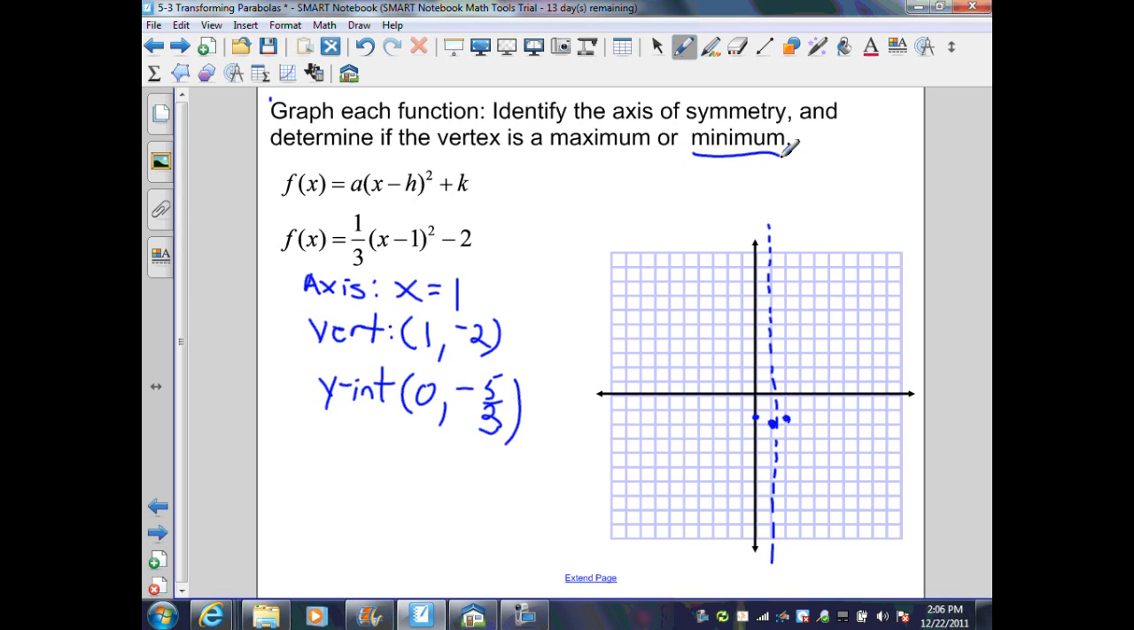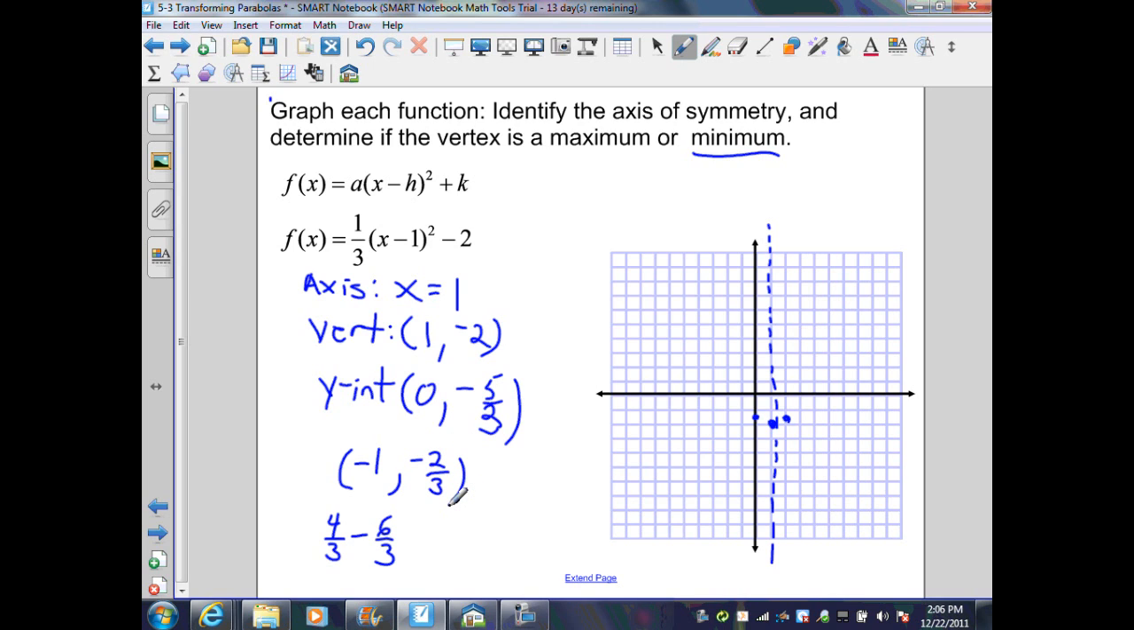Now, to get a better sketch of my parabola, I need to find another x value ordered pair. So I can generate that by choosing x to be a negative 1, but of course that's your choice. I chose a negative 1. I substitute in. A negative 1 minus 1 is a negative 2 squared is 4. 4 times 1/3 is 4/3. Minus 2, but if I find a common denominator, that's 2 over 1, multiply the top and bottom by 3, I get 6/3. And 4/3 minus 6/3 is a negative 2/3.